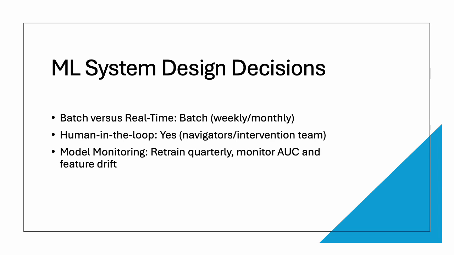Next are the 3 system design choices. First, batch versus real time. Churn isn't immediate, so we can use batch processing, such as weekly or monthly runs. 2, human in the loop. So yes, we want to flag at-risk members for care navigators or outreach teams who will determine the right next step. And 3, monitoring and updating. The model will be retrained quarterly with active monitoring of AUC and feature importance to detect drift over time.